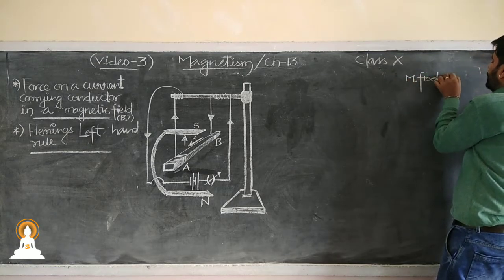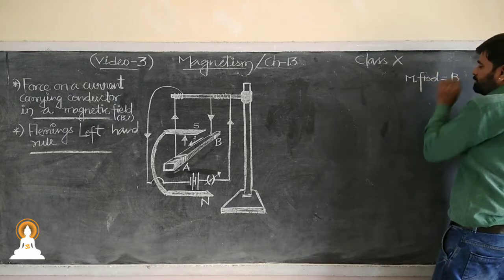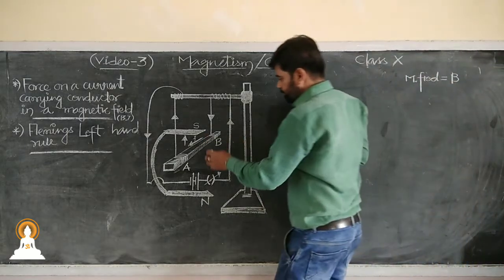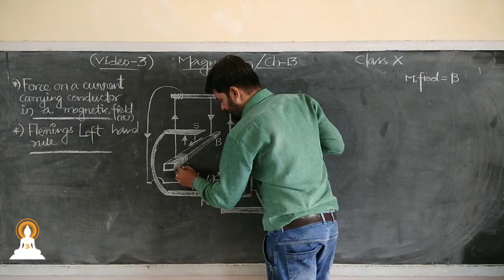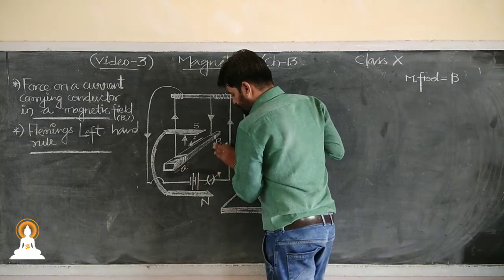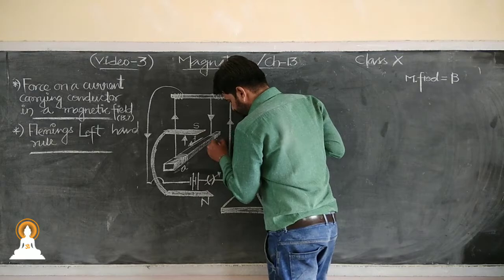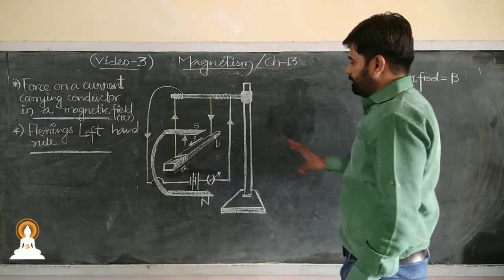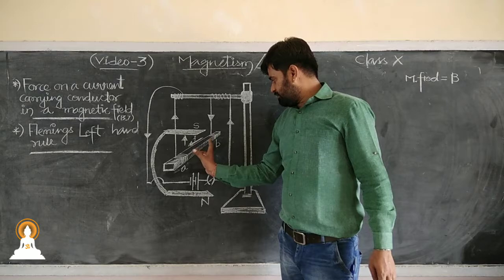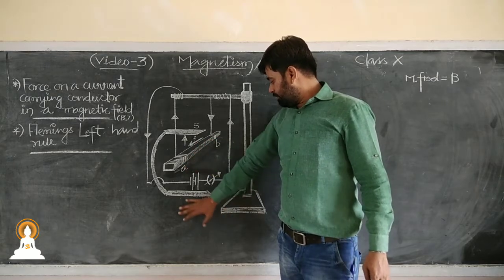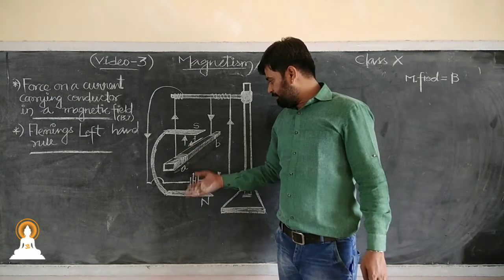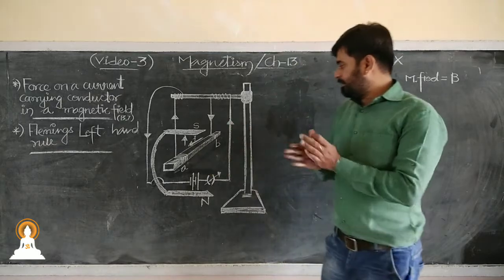This magnetic field will be denoted by B. That is the notation. The name of this rod is small a and small b. We arranged this rod in the vicinity of this magnet. Magnetic field is there, and the current is moving.